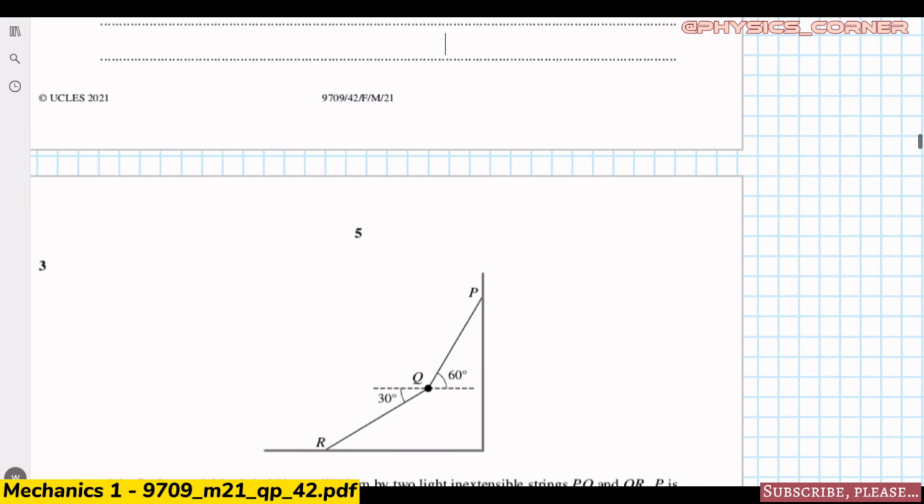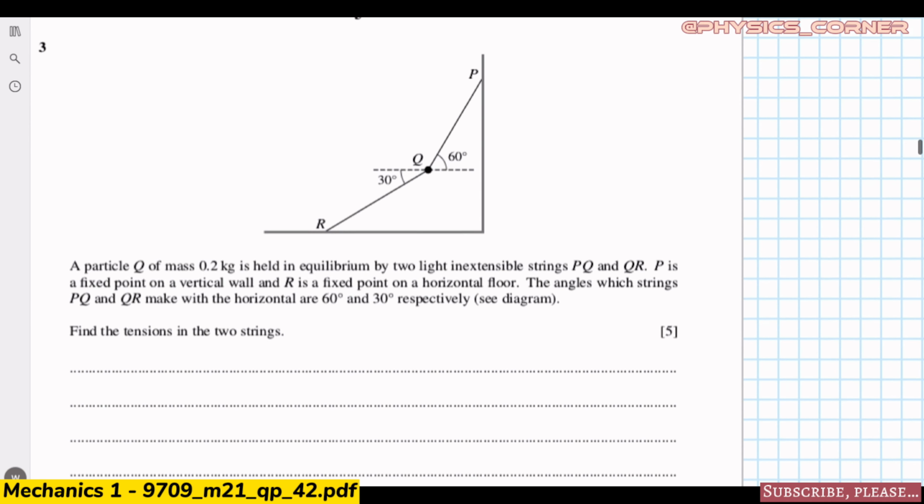Again, we continue to the next number, number 3.